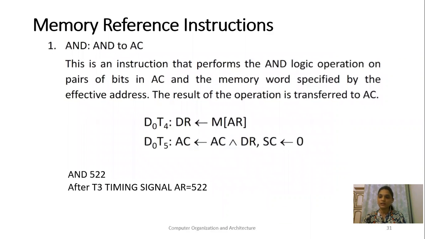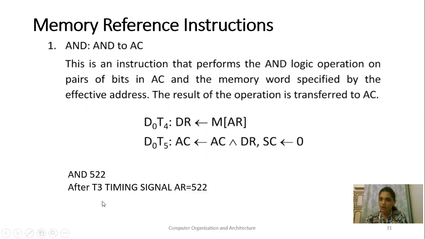First, the first instruction is AND. This instruction performs the AND logic operation on the pair of bits in the accumulator and the memory word specified by the effective address. Okay, you can specify the address by direct addressing mode or indirect addressing mode by placing the ith bit as 0 or 1. And the result of this operation is going to be transferred into the accumulator.